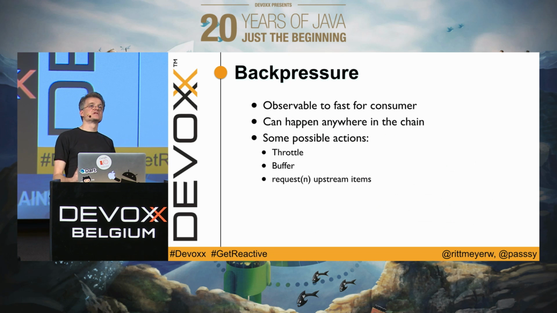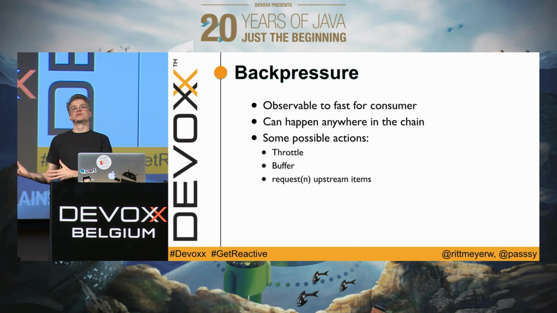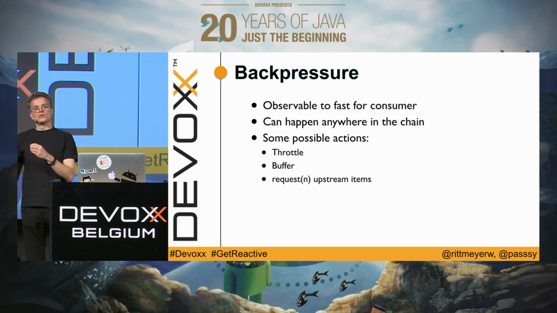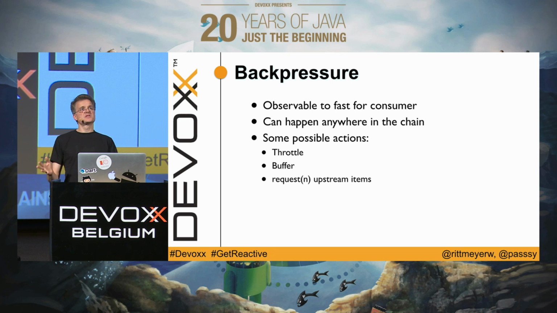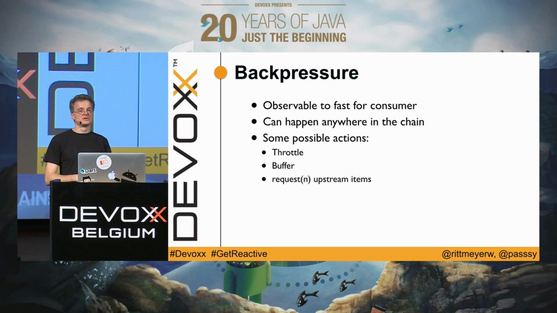This basically happens when one observable produces items too fast for the subscriber to cope with. And you have to deal with this, obviously. So there are different ways how you could do so. One way is to simply drop items. So you could take just one item every 100 milliseconds, for example.